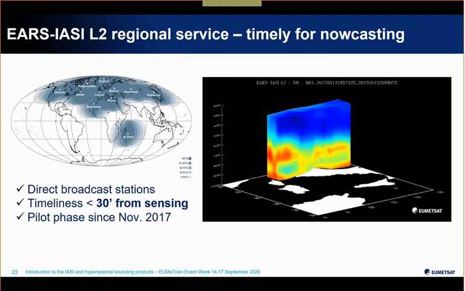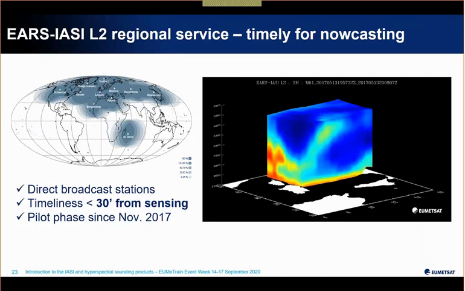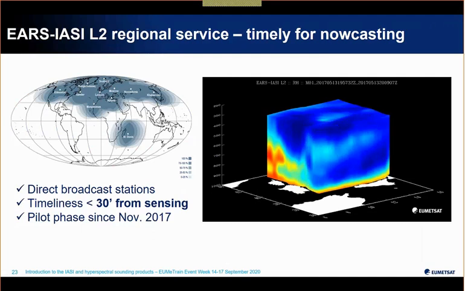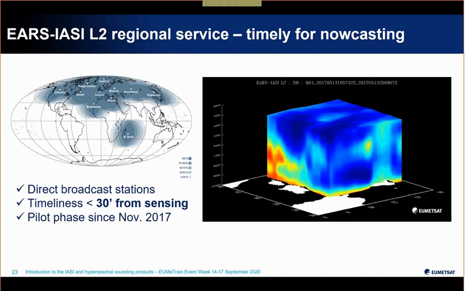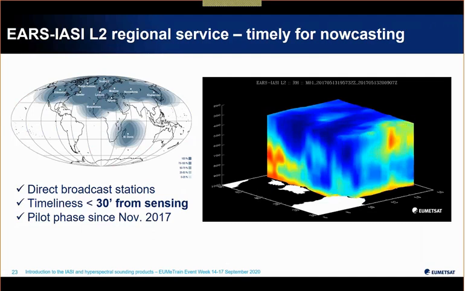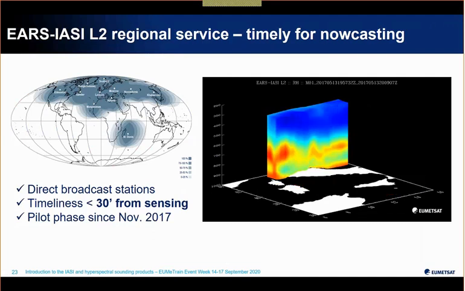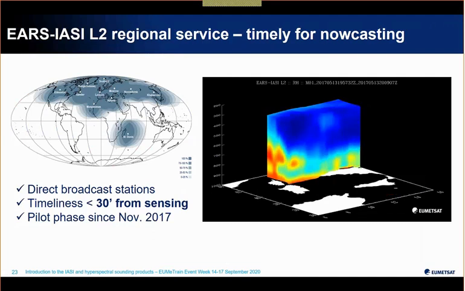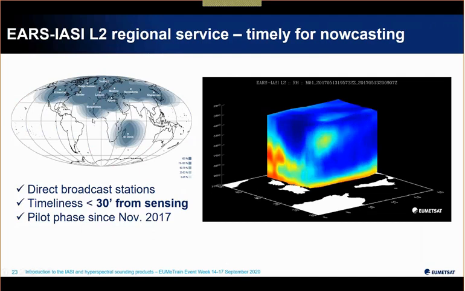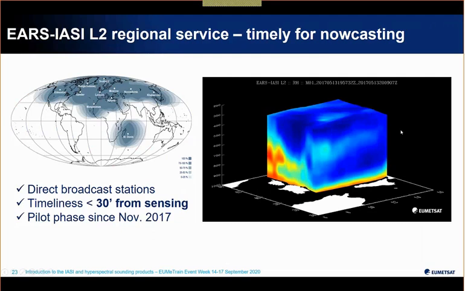Okay? So now comes the regional service. Where can you access this data? EUMETSAT has set up since November 2017 a regional service called EARS-IASI Level 2, whereby these profiles of temperature and humidity are available within less than half an hour from sensing for all the area covered here with these local receiving stations. And I showed that before.